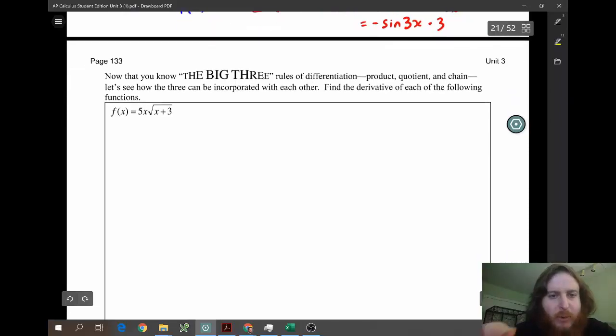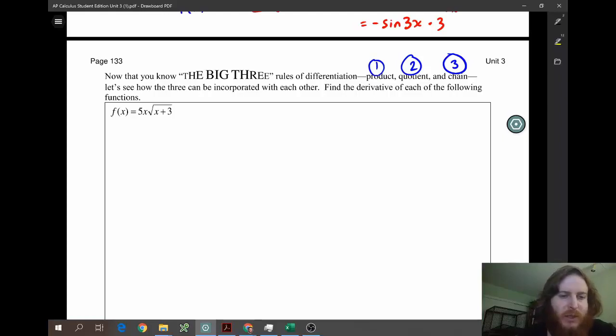Because now we know our big three rules for differentiation: product rule, quotient rule, and chain rule, and we're going to try to combine them with each other. So we're going to see how we could get them to work together. And this is where it is going to get a little bit trickier.